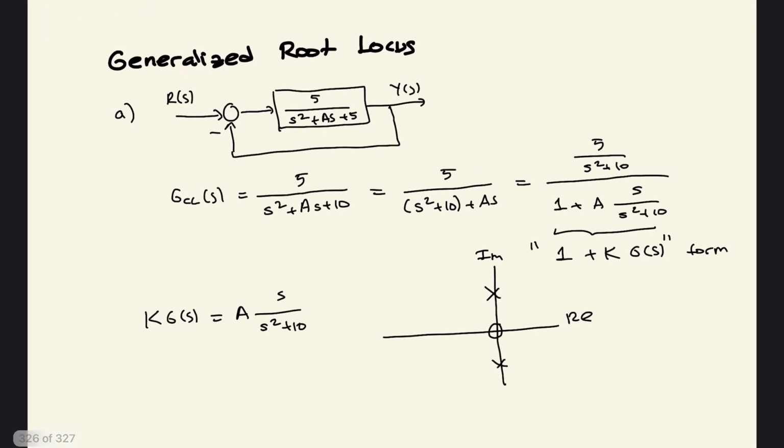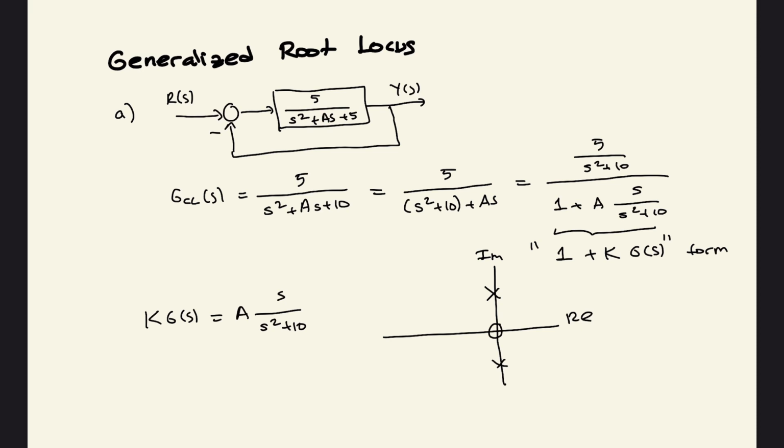Now I would like to talk about generalized root locus. What if you don't have the KG(s) on the forward loop transfer function? Well, you may have two cases. The very first case, let's say you don't want to sketch root locus with respect to a gain, but with respect to another variable. Let's say you want to sketch root locus for A.